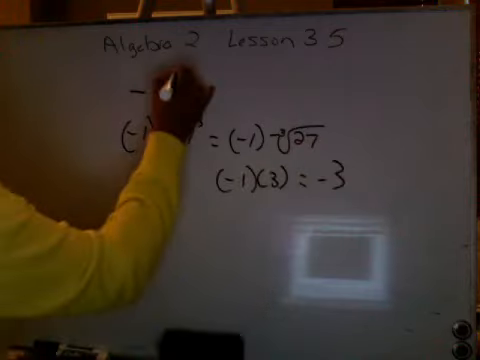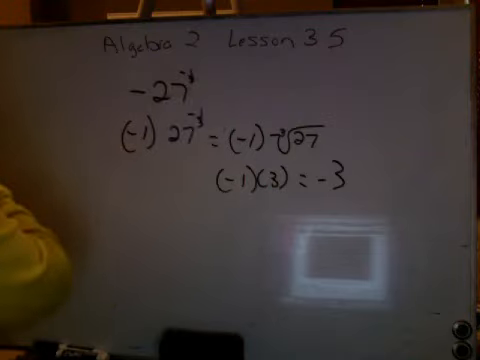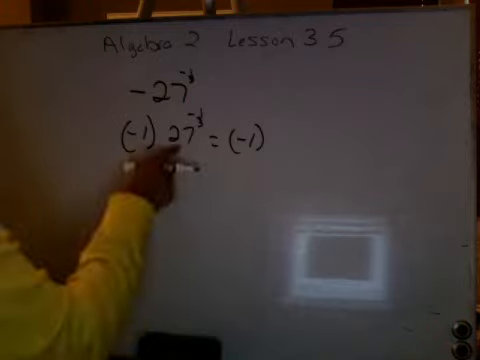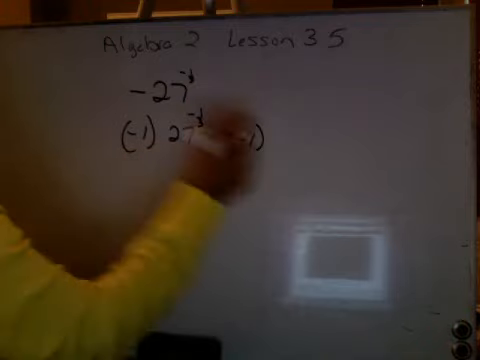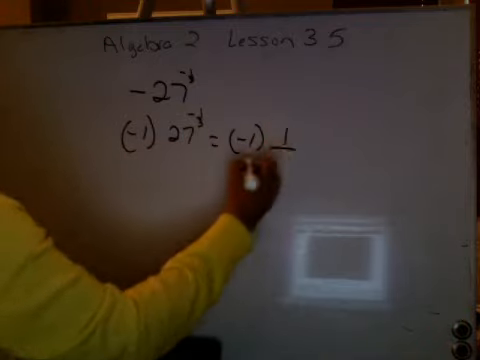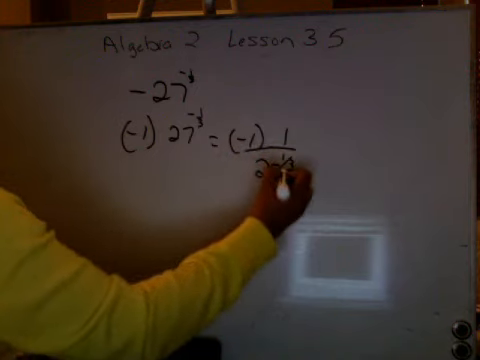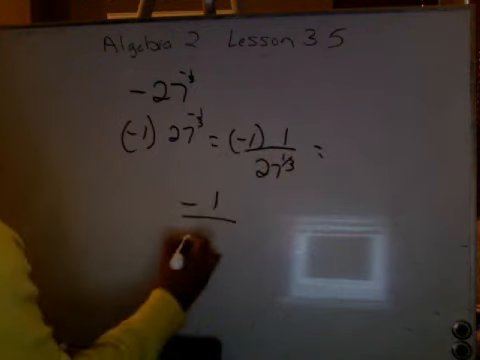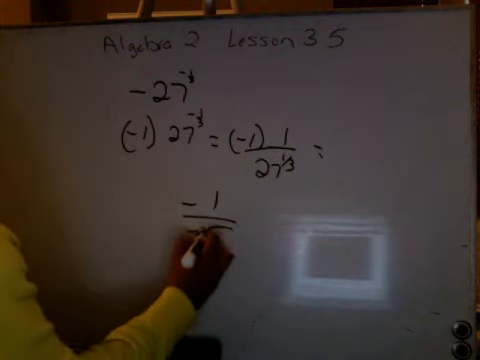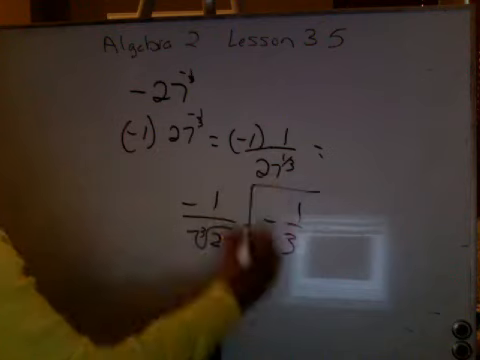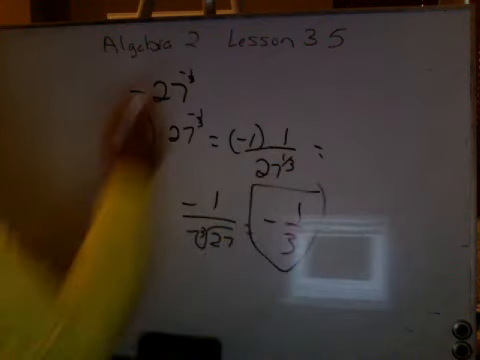Oh, I'm sorry, this was a negative 1/3. So we've got one more step. What we're going to do here is change this to a positive exponent by doing 1 over 27 to the 1/3, which is negative 1 over the cube root of 27, which is negative 1/3. I didn't see that negative on the exponent.